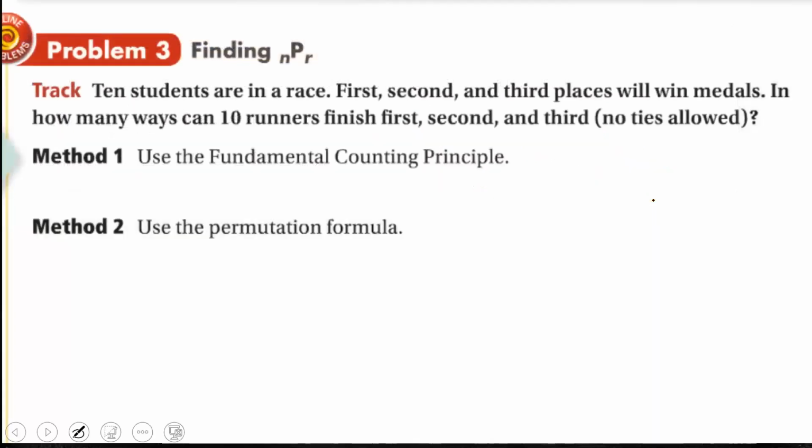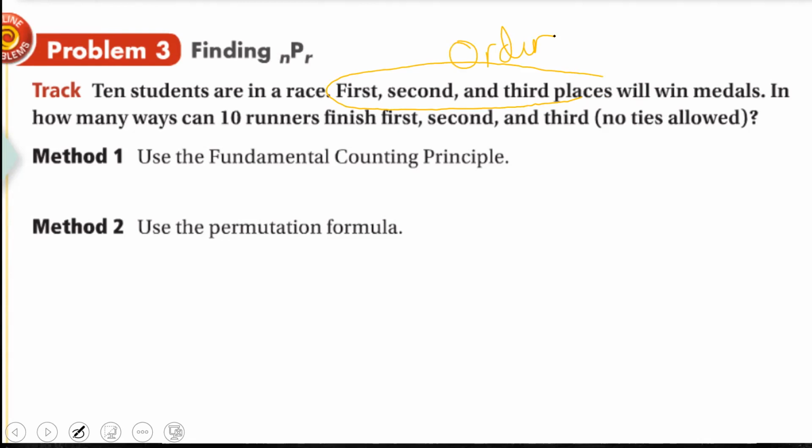Let's have this example here now. 10 students are in a race. First, second, and third places. If you see these words, first, second, and third, that means I'm talking about arrangement. That means I want to arrange them in order. So first, second, and third, that means we have an order. Since we have an order, I have to use the permutation.